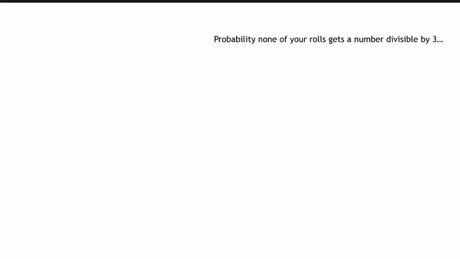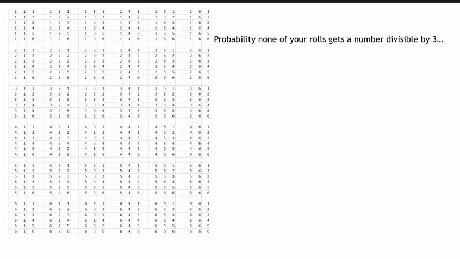So let's look at another one. The probability that none of your rolls gets a number divisible by 3. Okay, so a number divisible by 3, when you are considering the numbers from 1 to 6, there's only 2 numbers that are divisible by 3. Those numbers are the number 3 and the number 6. So if you look at your sample space, you want none of your rolls to get a number that's divisible by 3.